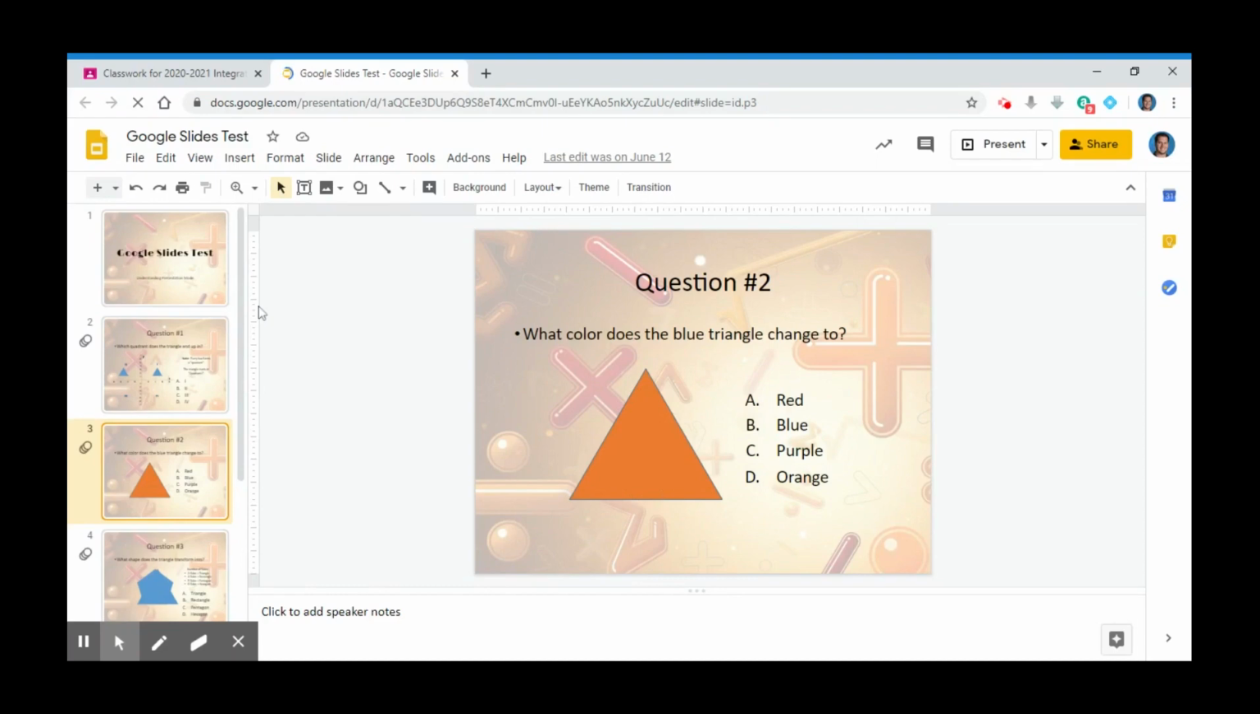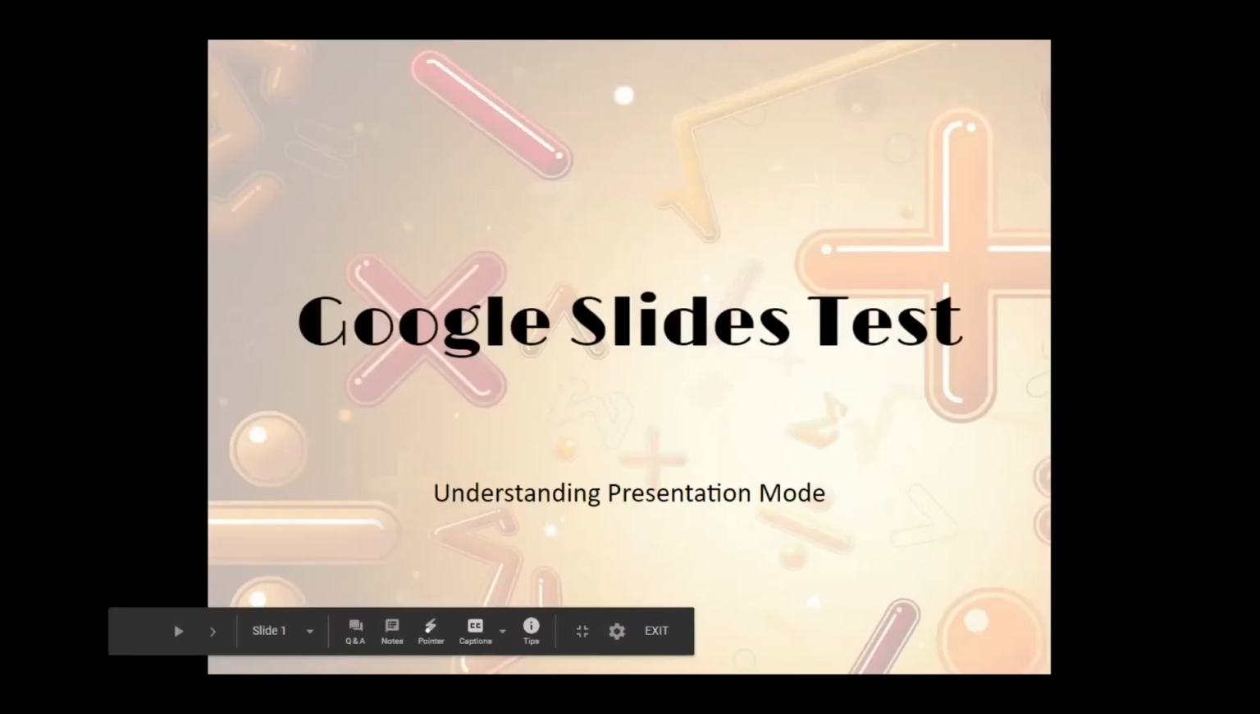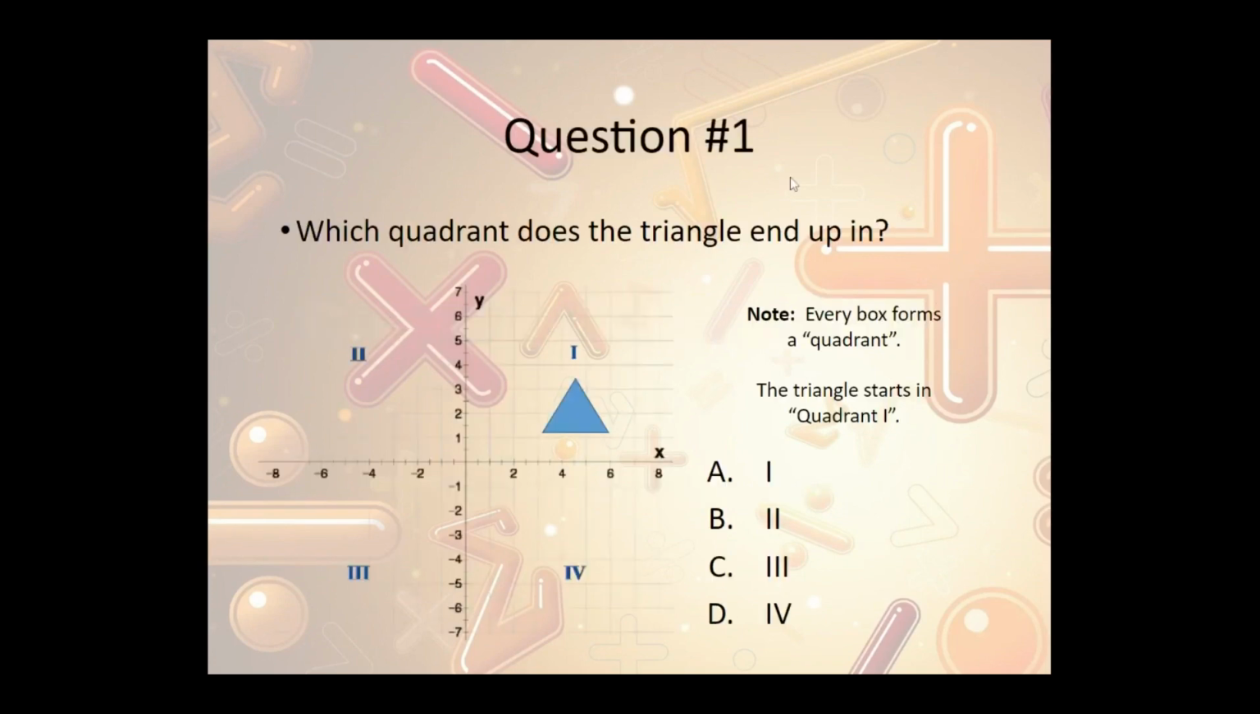So the way we can view that is we go back up to the first slide, and we're going to go up here to present. We click on this button that says present, and it should take us to a screen that looks something like this. Now, once we have it here, we can click anywhere on the screen or use our arrows on the keyboard to go to the next slide. So I'm just going to click right here.